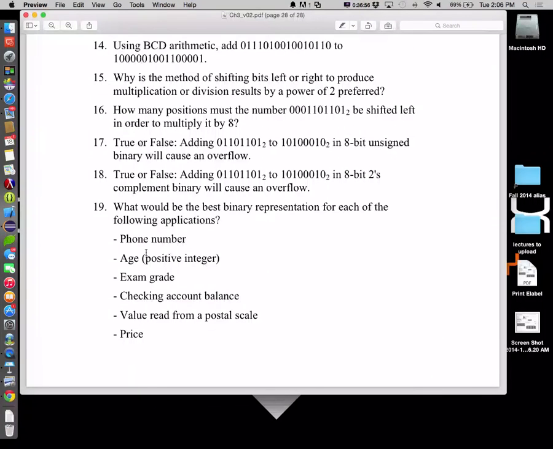All right, age as a positive integer. It's interesting how they specified positive here. It seems like they just assumed we knew that a phone number would be positive, but they didn't assume that we knew age would be positive. So, how would we represent an age as a positive integer? 4-bit unsigned? Okay, right off the bat we could just say unsigned, because we don't need to worry about negative ages.